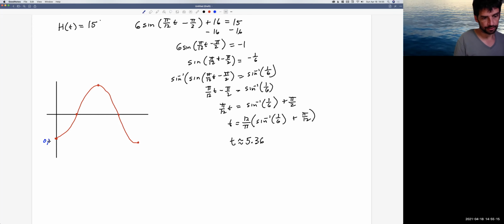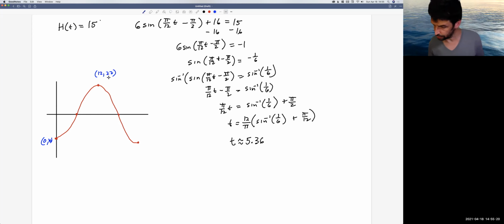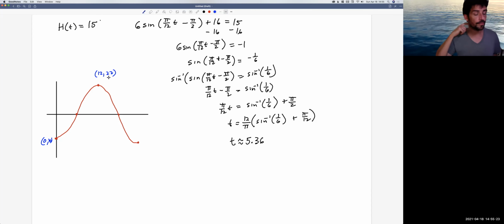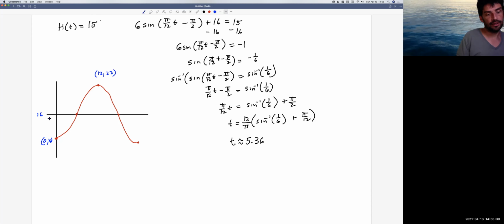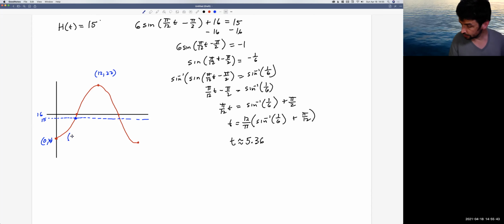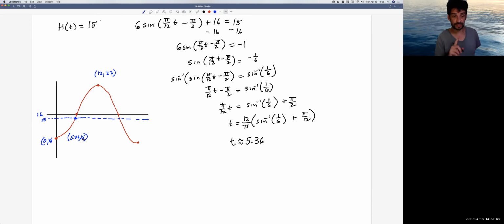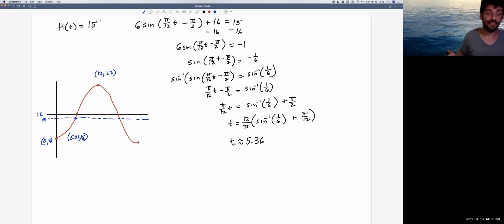We looked for, so let's see, put in a couple of values. This is 0:10. This one is 12:22, is that right? Yeah, 12:22. And our midline is at 16. We were looking for where the height of the tide is 15. So I'm drawing in a horizontal line where the height is 15. And we found this point here with coordinates 5.36, 15. Okay, but we know that that's in the morning.